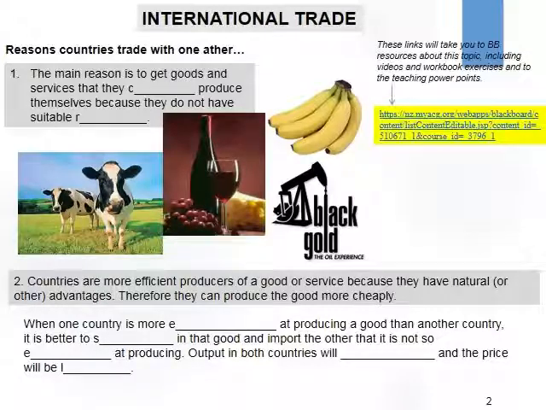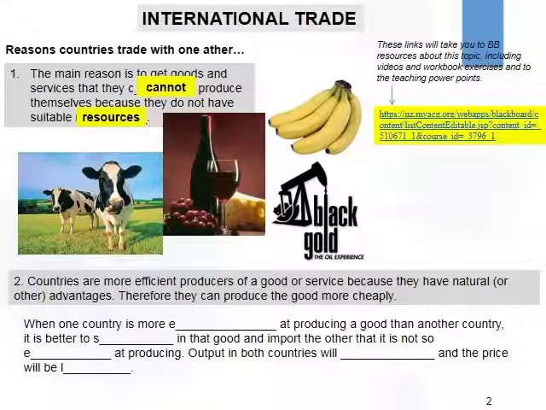So the subject is international trade, and we want to first look at the reasons why countries trade with one another. Now, you're getting a very superficial and simple explanation in these 2 points, and there's quite a lot more that we could look at, but because this course does not focus on the development of the reasons, then we will just simply state, firstly, the main reason, of course, is to get goods and services that they cannot produce themselves because they do not have suitable resources.